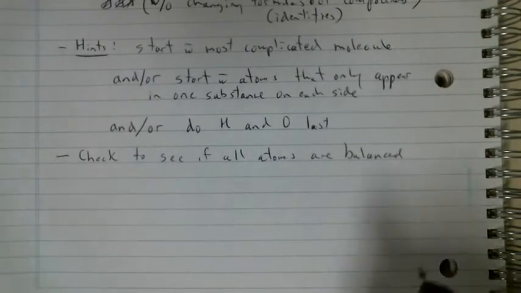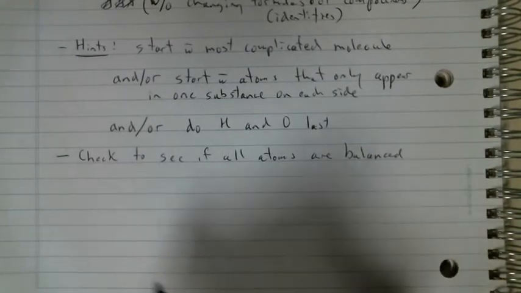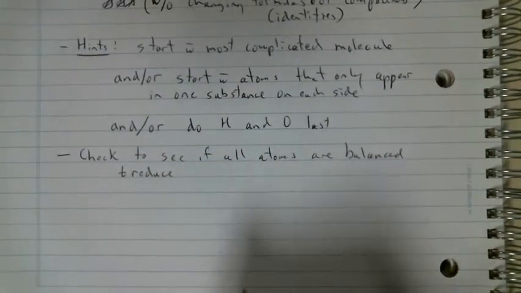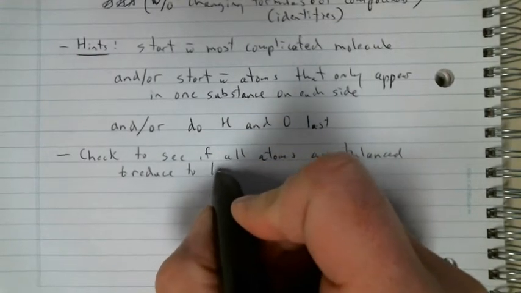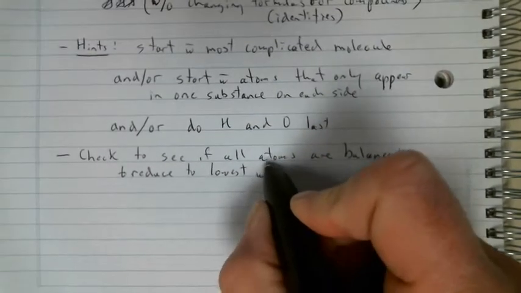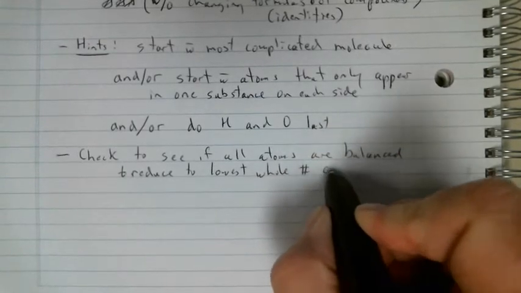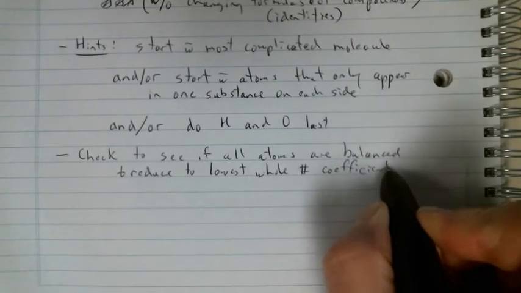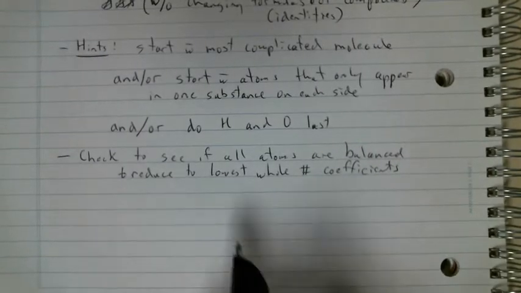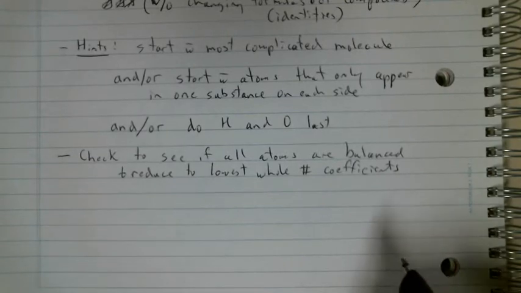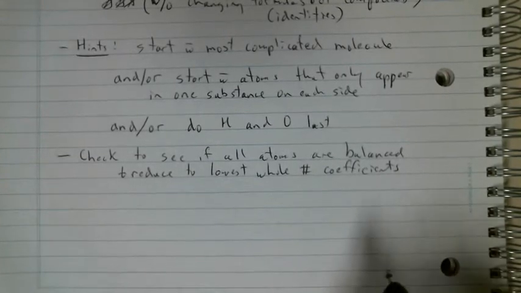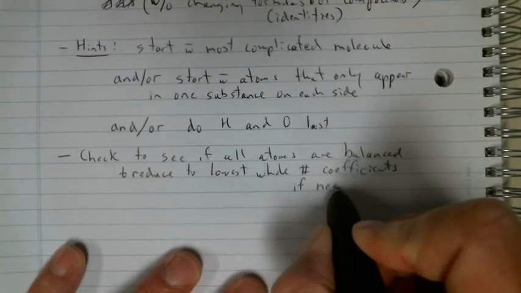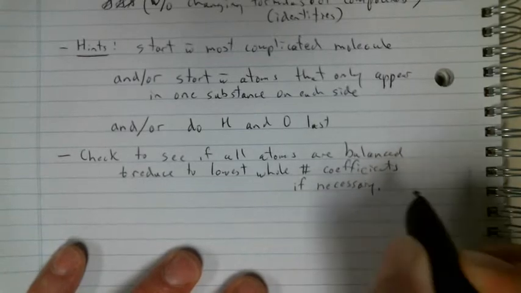And then once you know that they're balanced, check to make sure they're at the lowest whole number ratios. So reduce to the lowest whole number coefficients. Remember, coefficient just means the number that's out in front that tells you how many of that you have. Usually we don't have to do this step, but sometimes if things have gotten complicated and we've multiplied by things more than we needed to, we'll have to reduce them. But a lot of times we won't have to do this. But you have to check it at the end.